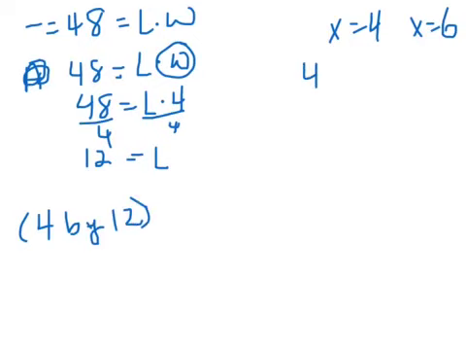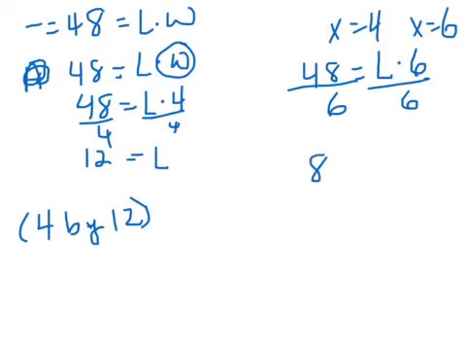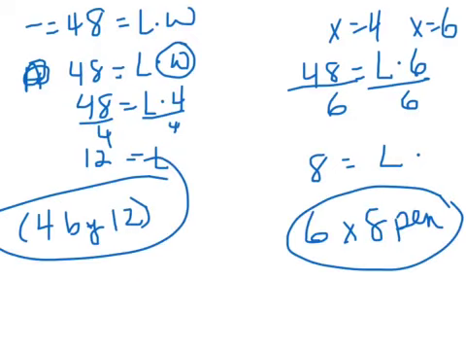But remember, there was another answer that actually makes sense in the problem. So if I say, okay, I'm going to make my width 6, then I could divide the 6 out of both sides, and my length would be 8. So another option is a 6 by 8 pen, okay? So that's where you've got two choices there.